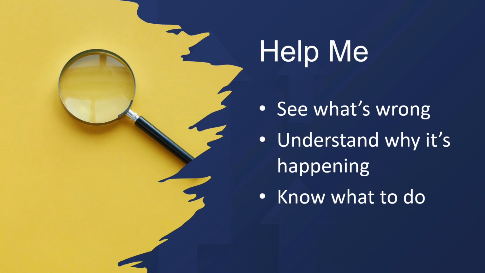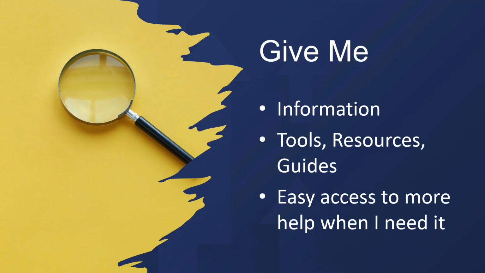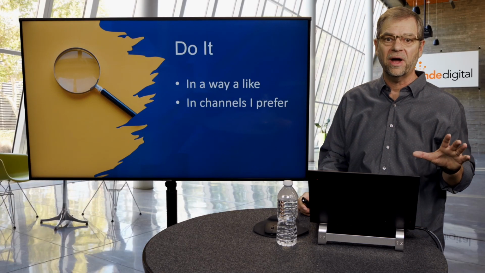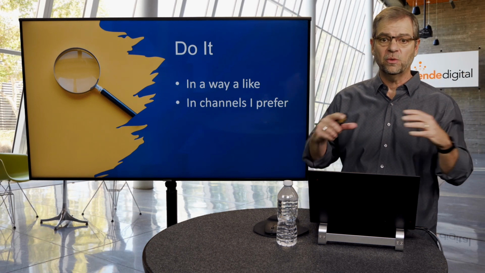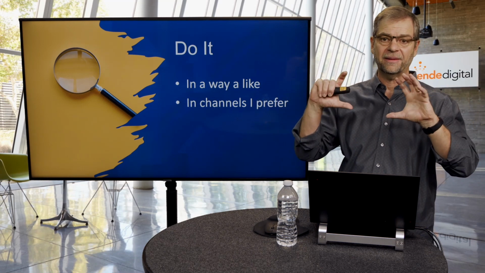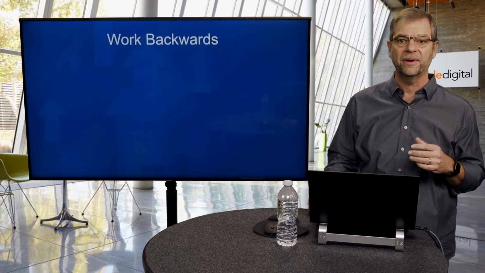Number one, they're saying, hey, help me see what's wrong. Help me understand why this bad thing is happening in my business, and then help me understand what I need to do about it. Give me information, give me tools, give me resources, give me guides, and make it easy for me to talk to a sales rep when I'm ready to talk to a sales rep. Don't force them on me, but make it easy. And then finally, do it in a way that I like, in channels that I prefer. So when you're thinking about your content marketing, or how you establish authority, attack it from the customer perspective, and you're going to do a lot better.